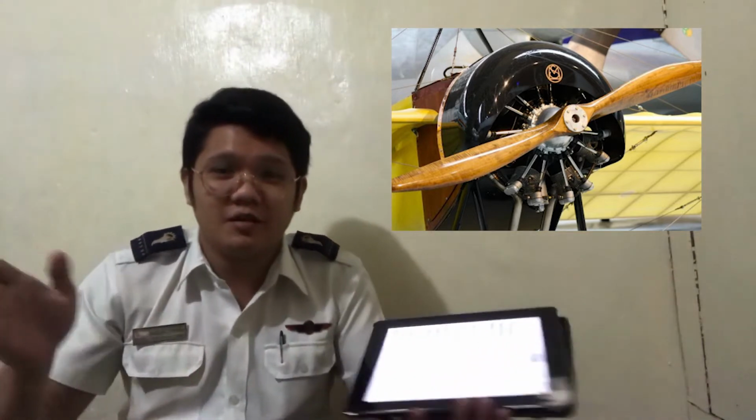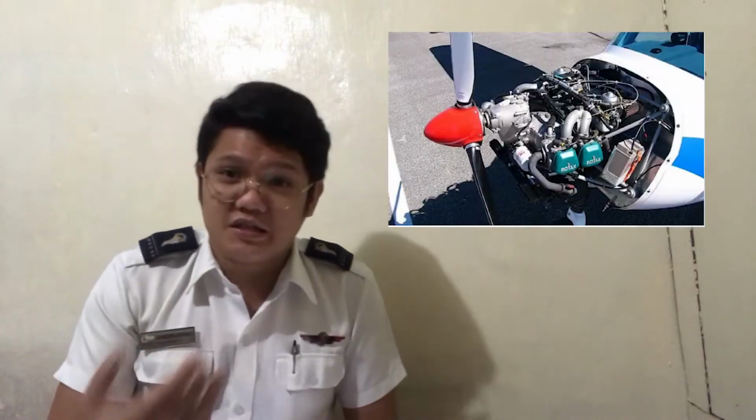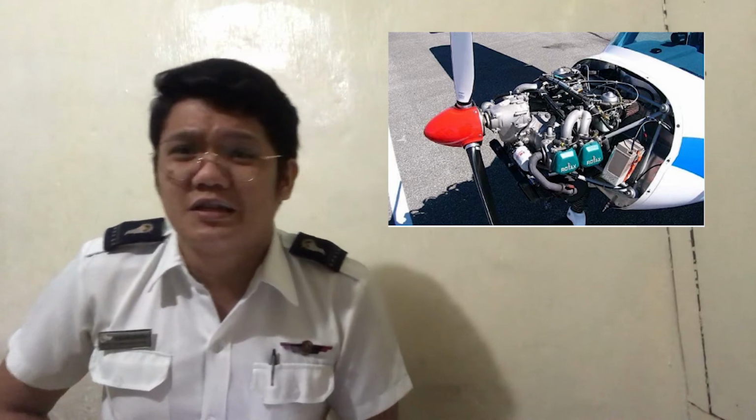A fixed pitch propeller, guys, ayun yung isang buong piraso siya ng propeller na ilalagay doon sa aircraft niya. So, kung ano yung angle ng dalawang side ng propeller, meaning nun, ayun na yun. Hindi mo na siya pwedeng i-adjust. Next is the adjustable pitch propeller. Guys, dito sa adjustable pitch propeller natin, pwede natin siyang i-adjust. Pero bawal natin siyang i-adjust habang lumilipad yung aircraft natin.